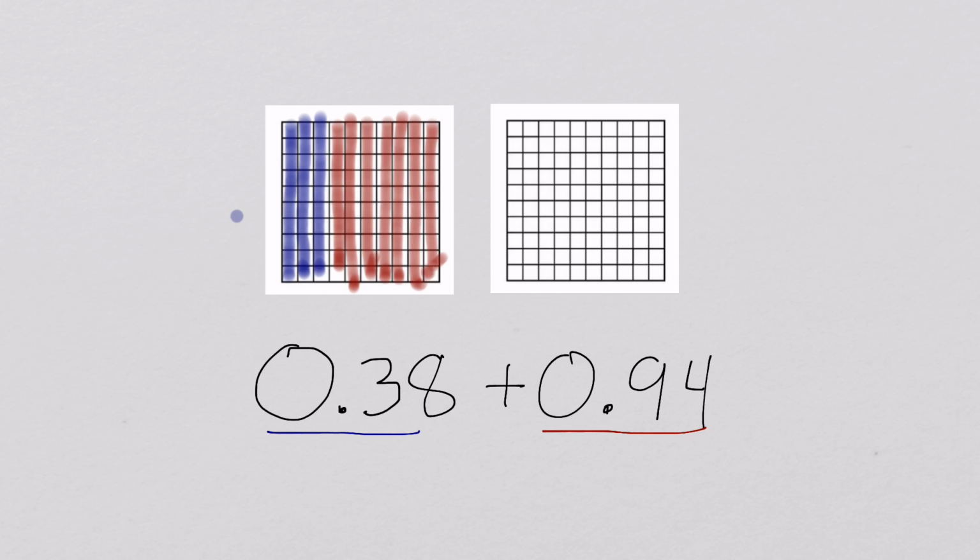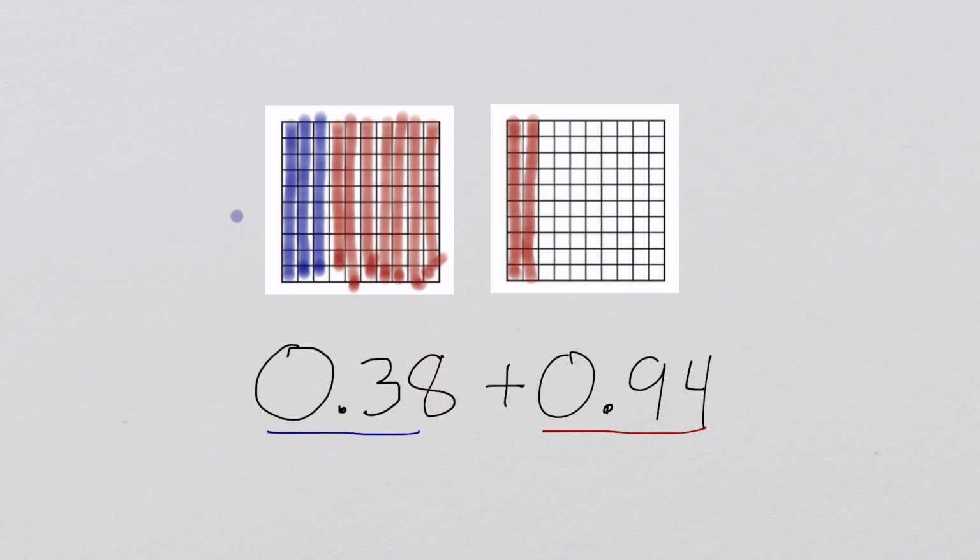This hundredth grid is completely filled in, so we have to move to our next one. We used 7, so I have to go 2 more, 8, and 9. So now I've taken care of all of my tenths. I have 3 tenths in blue, and I have 9 tenths in red. Now we can focus on our hundredths.